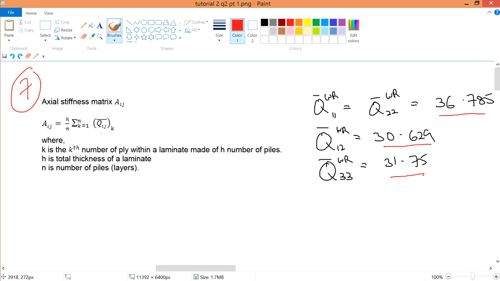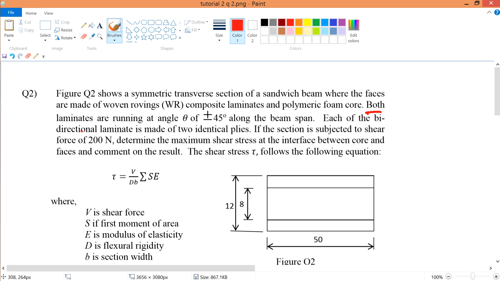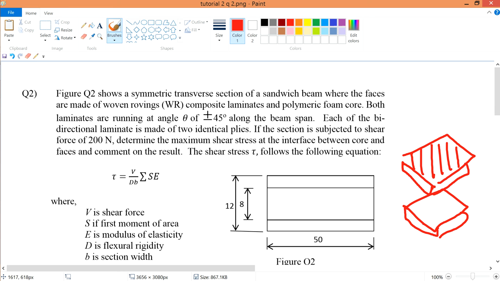The axial stiffness utilizes this summation of all the Qij bar. So what it means is that you're talking about a summation of all the laminates. If you think about it, the question says that both laminates are running at angle theta plus minus 45 degrees. So there are actually two laminates: one is at negative 45, another one is at 45 degrees. So there are two laminates.